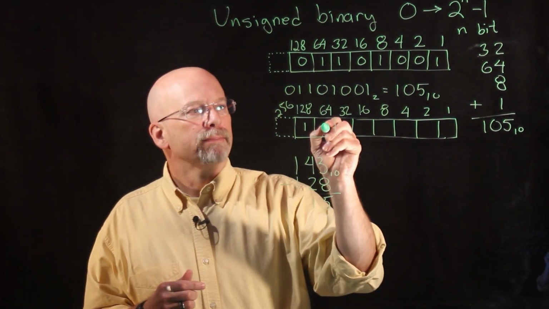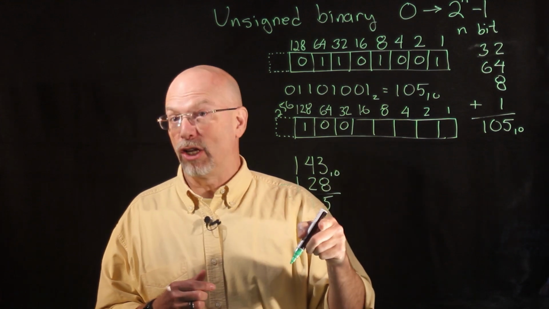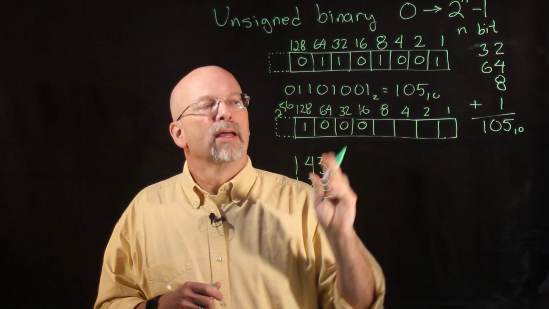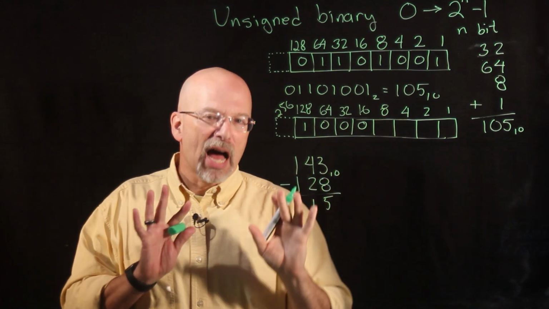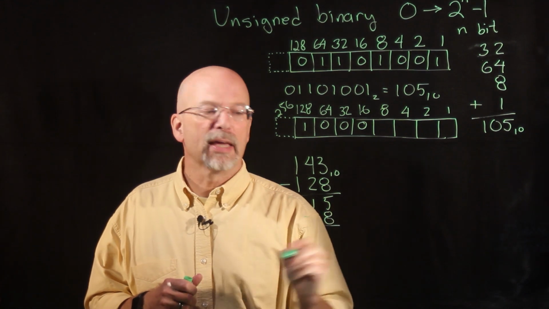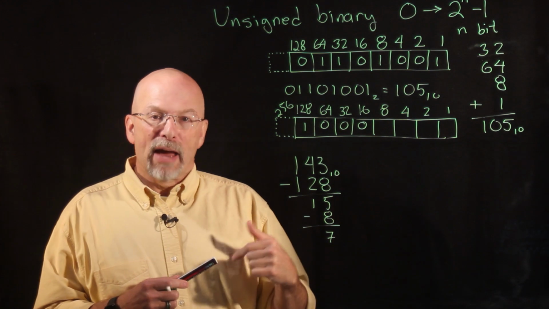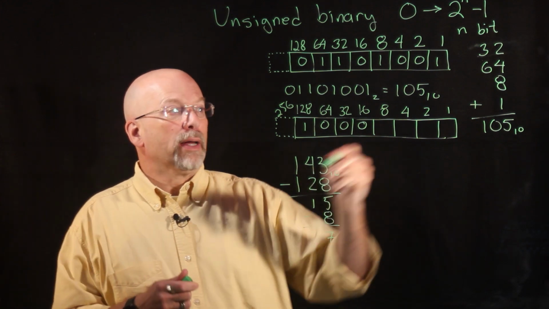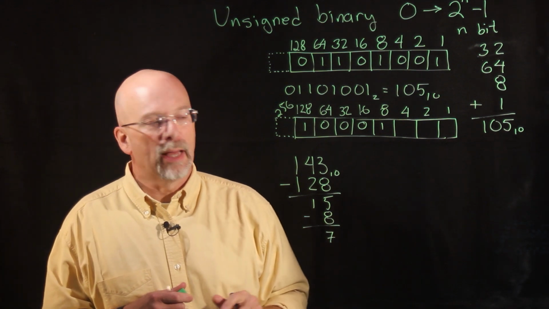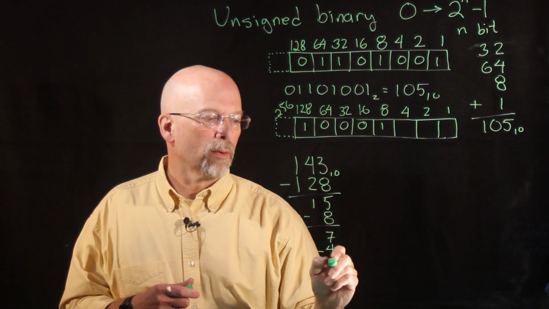64, too big. There's a 0. 32, still too big. 0. 16, close, still bigger. So we put a 0 there. 8 is the next highest power of 2 we can pull out of 15. So we pull out the 8, we're left with 7. Now that we've pulled out the 8, and turned on the light bulb, of course, what's the next largest power of 2 we can pull out? Turns out it's 4. So we pull out the 4, we get 3.